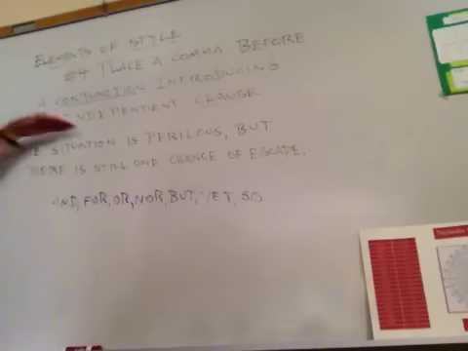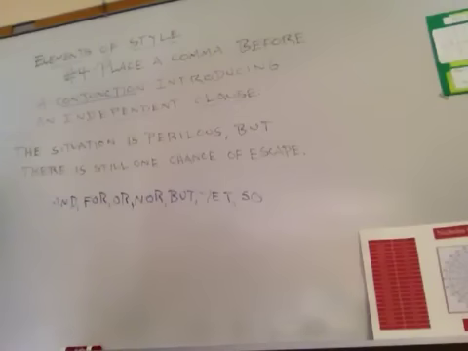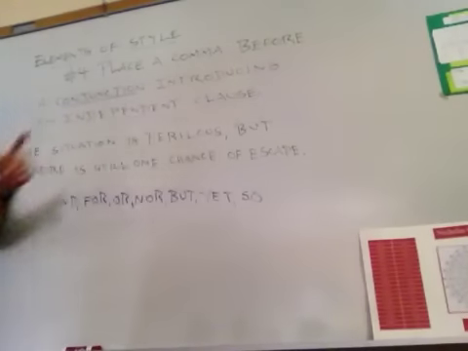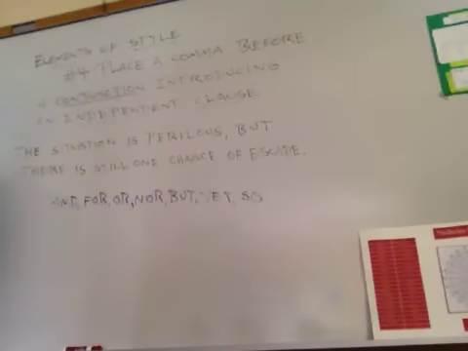Here, what we're dealing with is really 2 independent clauses that are brought together, or separated, you could say. You can separate 2 independent clauses in various ways. First of all, most obviously, you could just put a period between them. Like for this example, I could say, the situation is perilous, period. There's still one chance of escape. 2 independent sentences, or independent clauses, and it's grammatically correct.